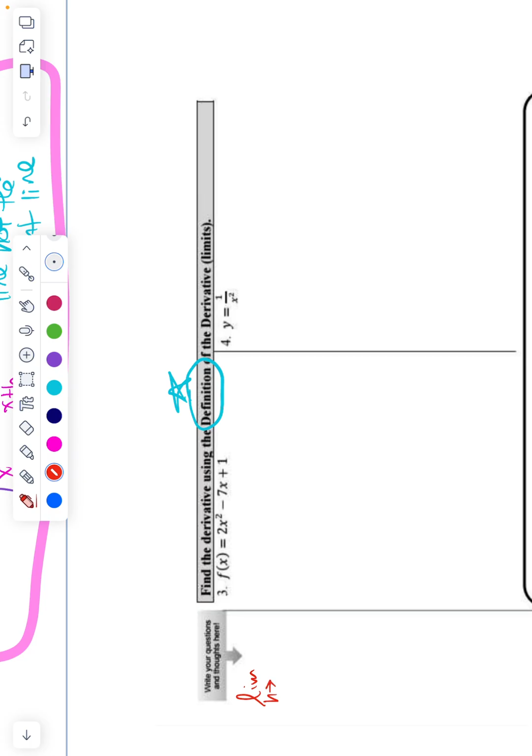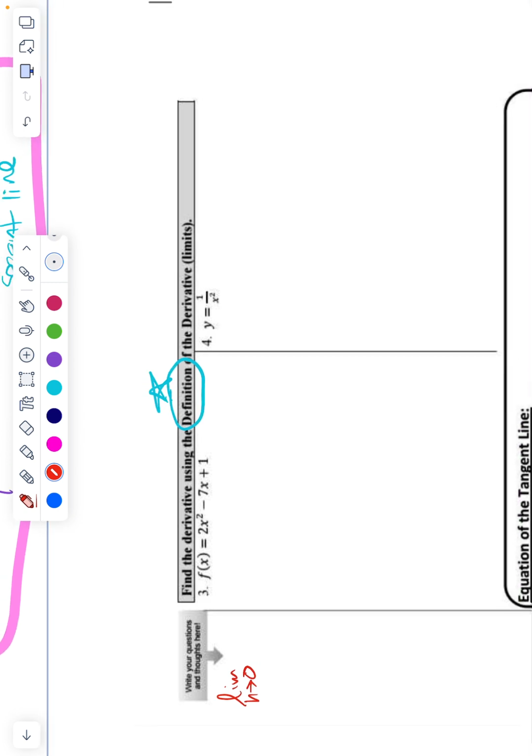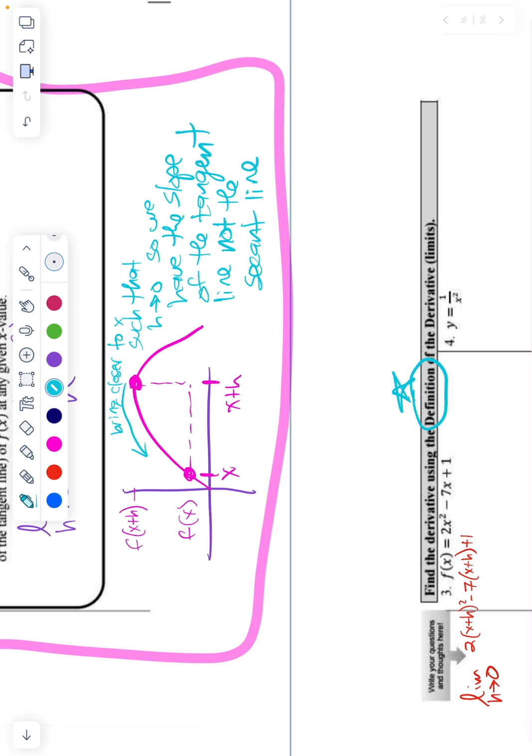Goodness gracious. The limit of h approaching 0 of, okay, I am a notoriously big writer, and it runs out of room, so I'm going to do my best. Limit as h approaches 0 of, ready? 2 times what? Yes, x plus h squared minus 7 times x plus h plus 1. Now what? Go back to your derivative definition.